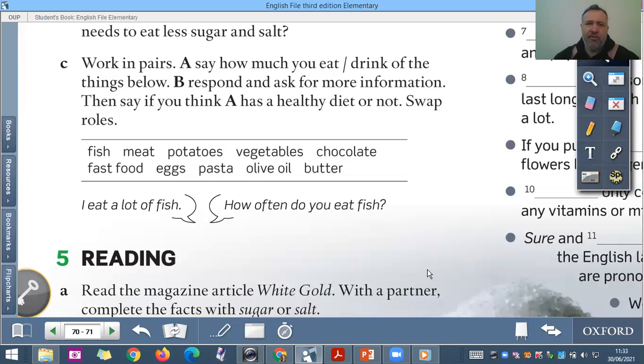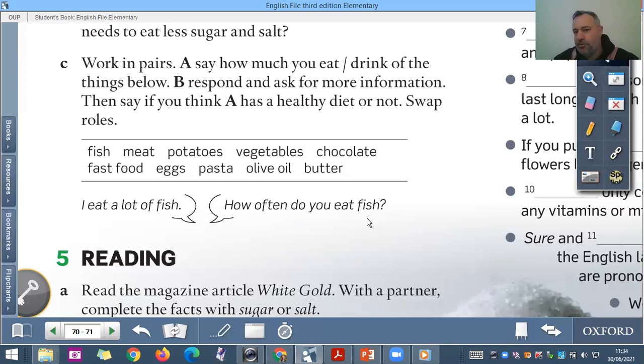I never eat potatoes. I often eat potatoes. I always eat potatoes. Doesn't matter. It matters how you use the adverbs of frequency, okay? Now, I want you to ask questions about all these foods here. Yeah, you just turn them into this example here.